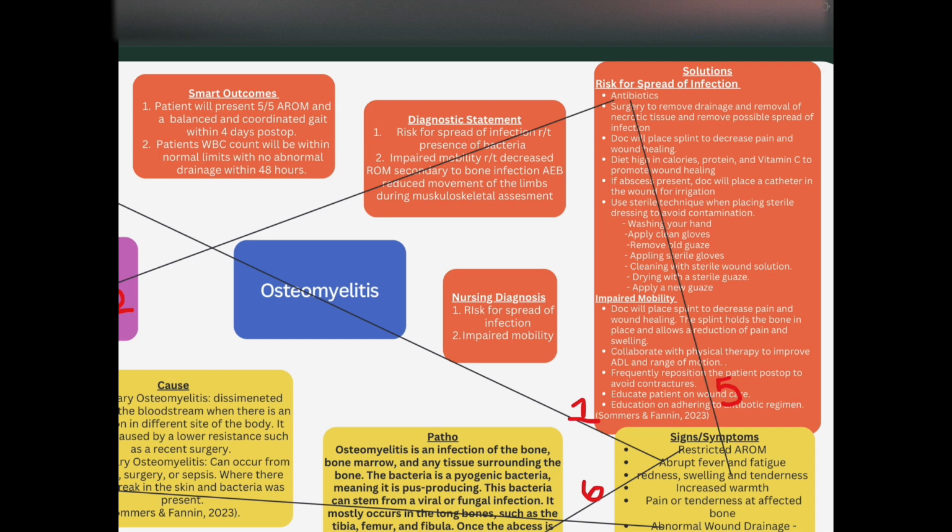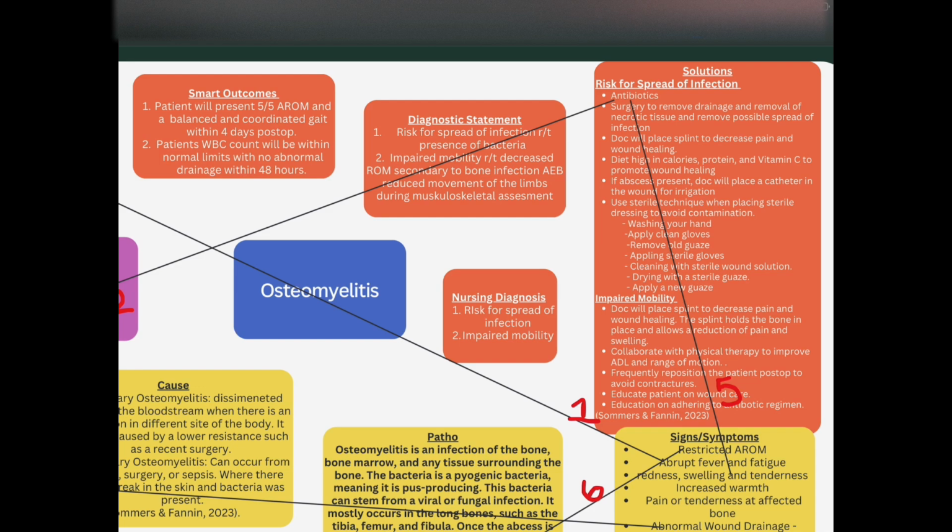We also want to make sure that we're not adding to the infection, so we want to make sure that we're doing proper wound care. As nurses, that is a responsibility, but it is also our responsibility to educate the patient on how to take care of their wounds once they are discharged and they go home. So we want to make sure we're following sterile technique in the hospital when placing our dressings. So use sterile technique when placing a sterile dressing to avoid contamination.